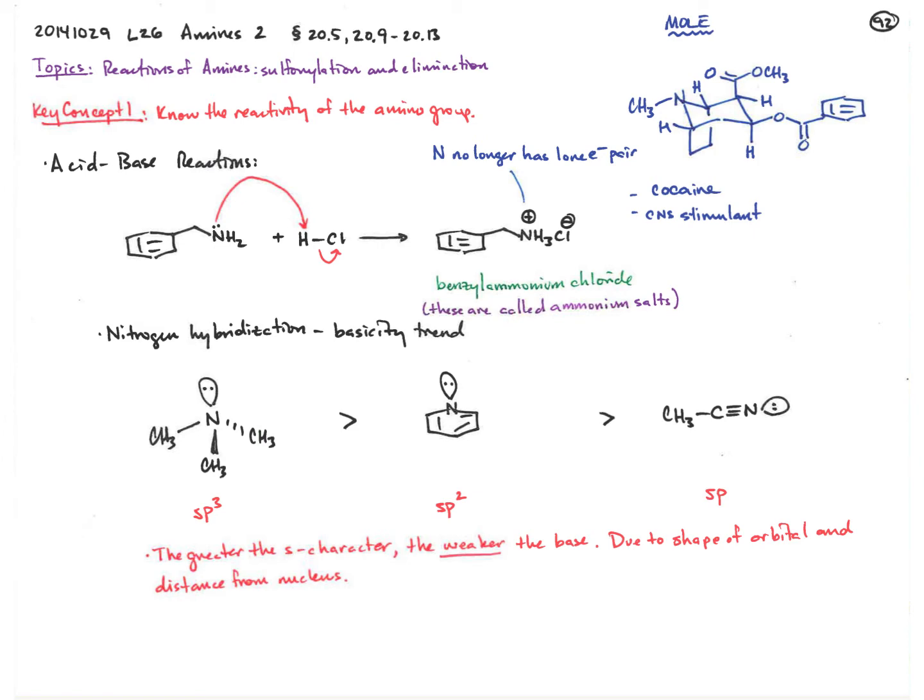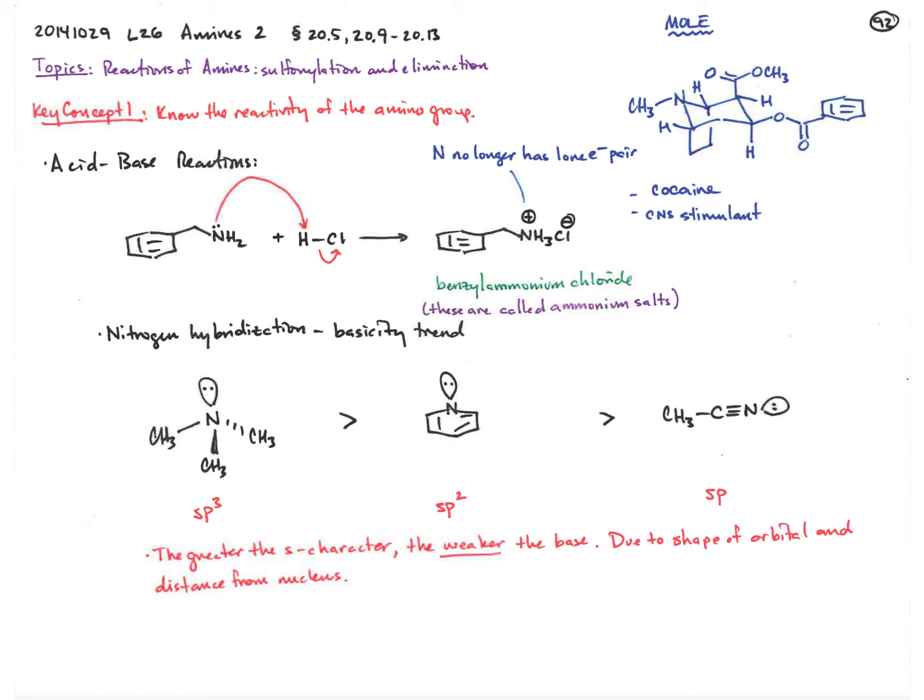These are called ammonium salts. The nitrogen is positive, the halogen, the chloride, is negative. Again, the nitrogen no longer has its lone electron pair. This molecule is a salt. So amines undergo acid-base reactions.